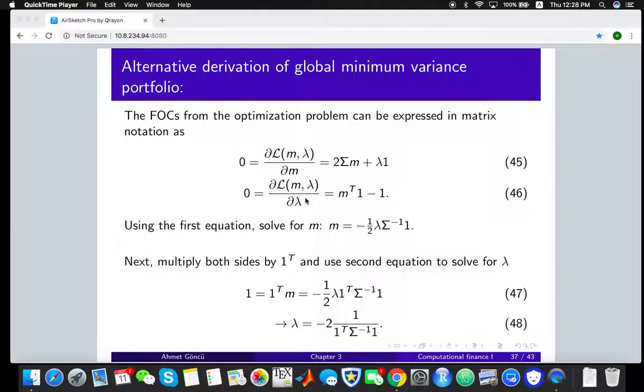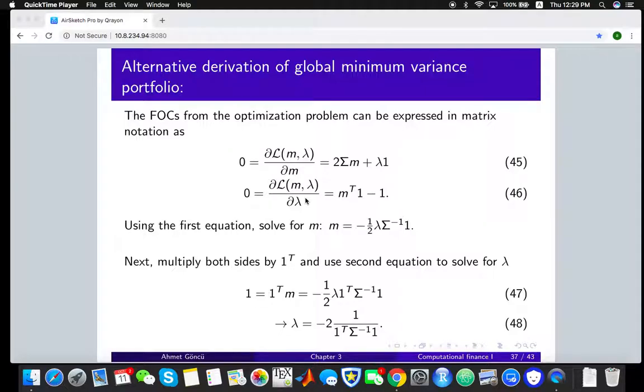We have just seen how to solve the global minimum variance portfolio using the system of linear equations. There is also an alternative derivation for the same problem. This alternative derivation is actually the analytical solution of the problem, instead of using the Gaussian elimination to solve the system of equations that we obtained from the first order conditions. So you can call this alternative the direct solution, if you like.